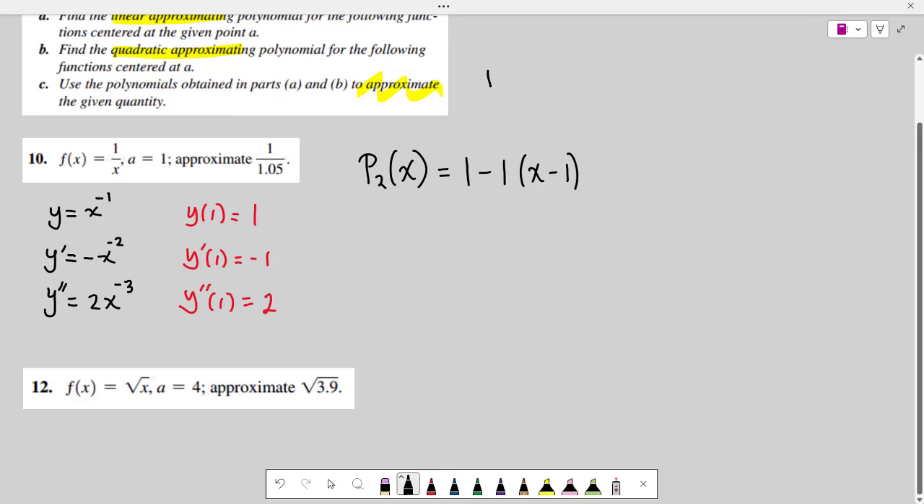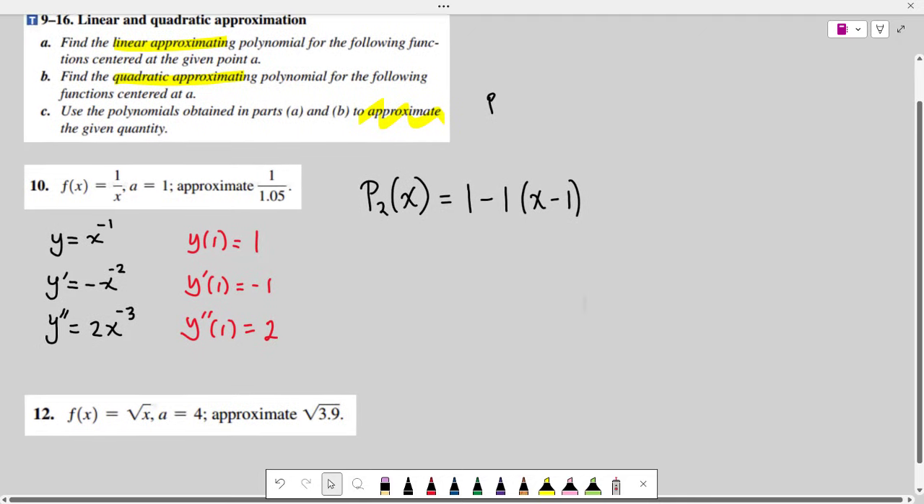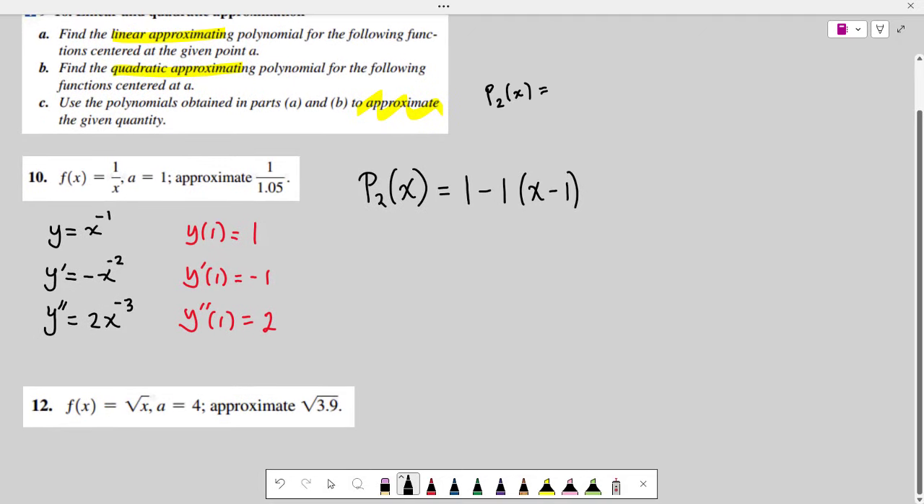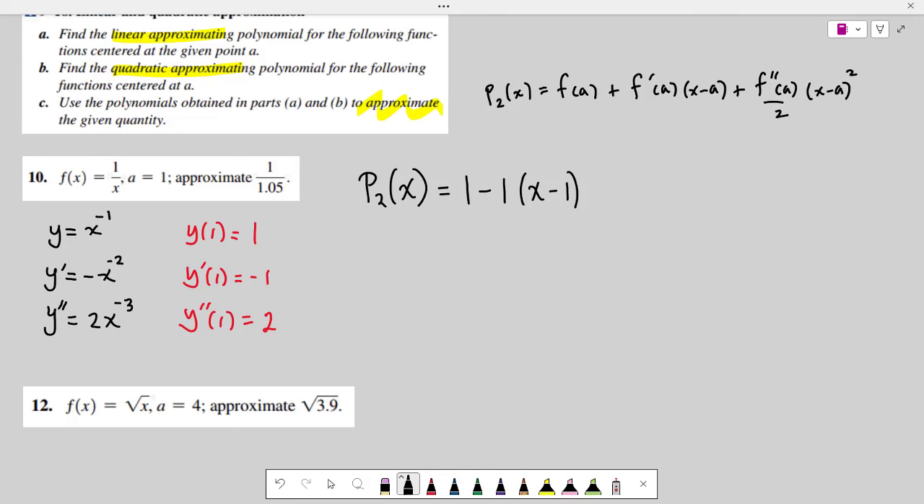So if we write the generic form of, let's see, did I write it on this page anywhere? So P sub 2 of x is f of a plus f prime of a times x minus a plus f double prime of a divided by 2 times x minus a squared. So that's what we're plugging into. So f of a, that's this first one, right there. It's the value of the function at the center. F prime of a times x minus a is 1. Now, second derivative divided by 2 times x minus a squared, again, a is 1.